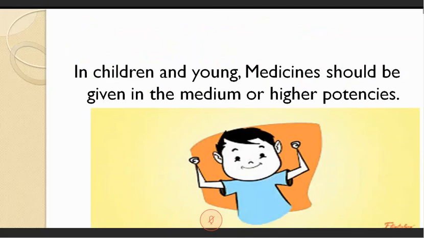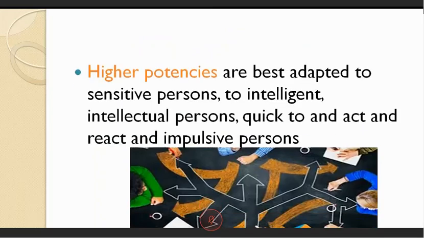In children and the young, medicine should be given in the medium or higher potencies. And higher potencies are best adapted to sensitive persons, to intelligent, intellectual persons, quick to act and react, and impulsive persons. When the patient is very intelligent, very quick in reacting and very impulsive, then you should think of higher potencies.